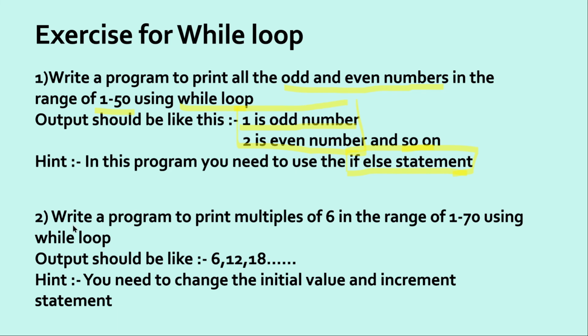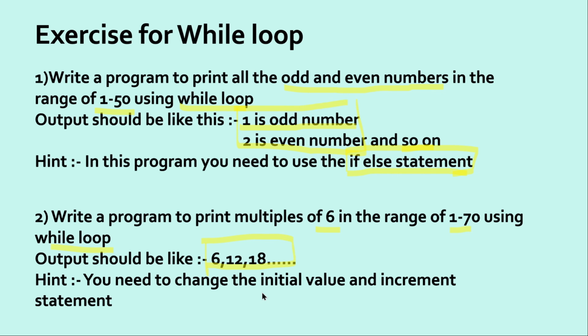The second one is to write a program to print multiples of 6 in the range of 1 to 70 using the while loop. Now the output should be like this: 6, 12, 18. So with a difference of 6 you need to print the numbers: 6, 12, 18, 24, like that you need to print here in the output.